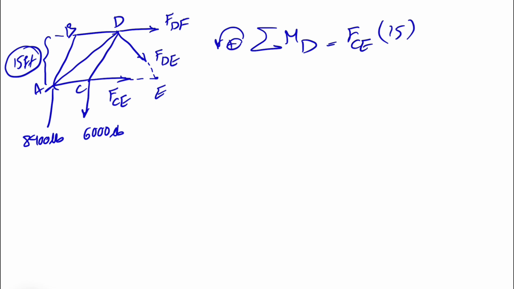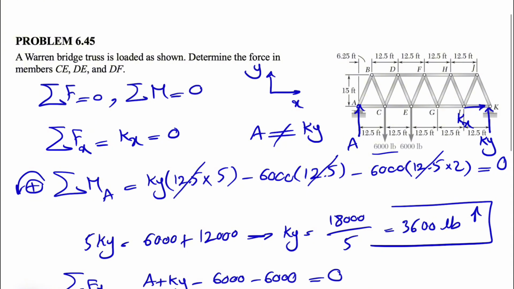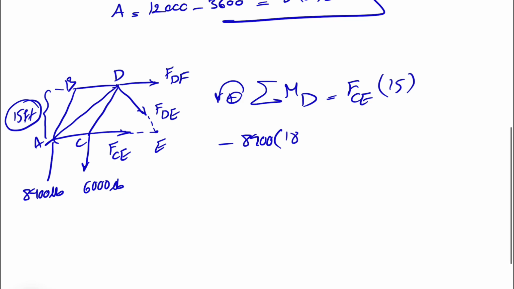So we have the moment of 8,400 pounds, and the moment is in this direction, so clockwise will be negative: 8,400 times the distance. Let's get back to the truss. The distance would be from here to here, so it's the vertical distance to the line of action, 12.5 plus 6.25, which will be 18.75.